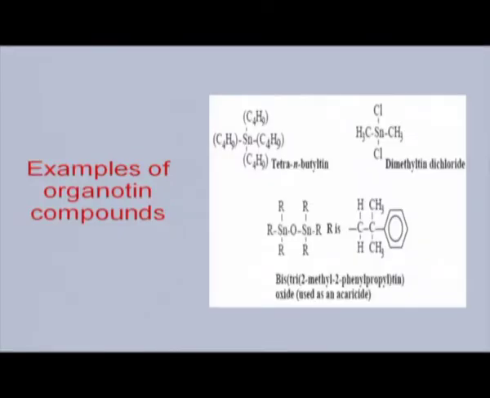Some organotin compounds are shown here, that is tetrabutyl tin. Four butyl groups may be attached to the central tin atom. Similarly, dimethyl tin has two methyl groups attached to tin, and the remaining two are chlorides, in dimethyl tin dichloride. There is also the possibility of aromatic groups being attached to tin. As shown here, this is a compound where the R structure is this one, an aromatic group. The compound is bis(tris(2-methyl-2-phenylpropyl)tin) oxide.